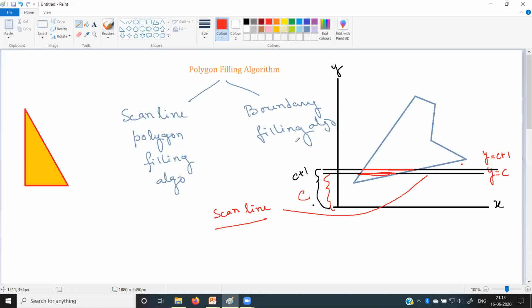Now there is another approach to fill the polygon, which is called the boundary filling algorithm. For the boundary filling algorithm, I am taking a basic shape. Consider this triangular shape. Here we will take any point which is inside the polygon. We assume that we have taken a point P which is inside the polygon. After taking the point P, we will take some points which are nearest to it, that means the neighbors of the point P. It will be like this.